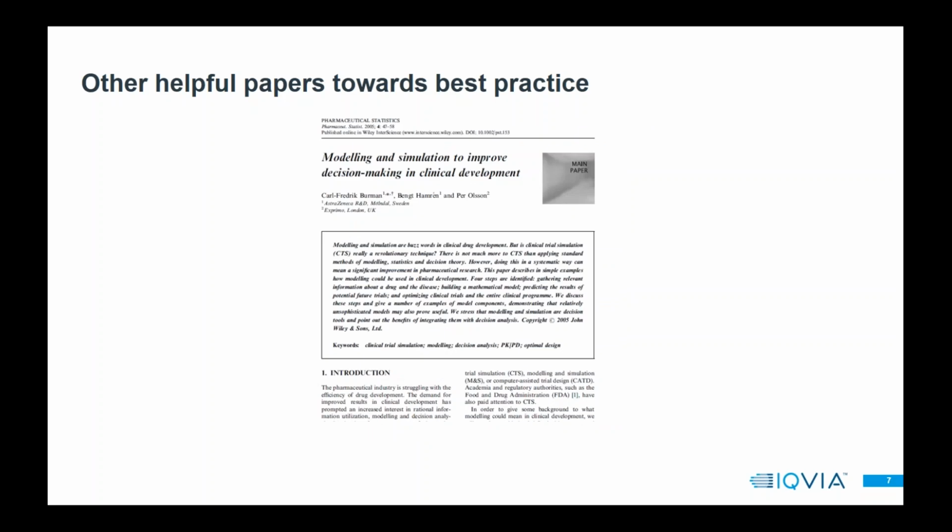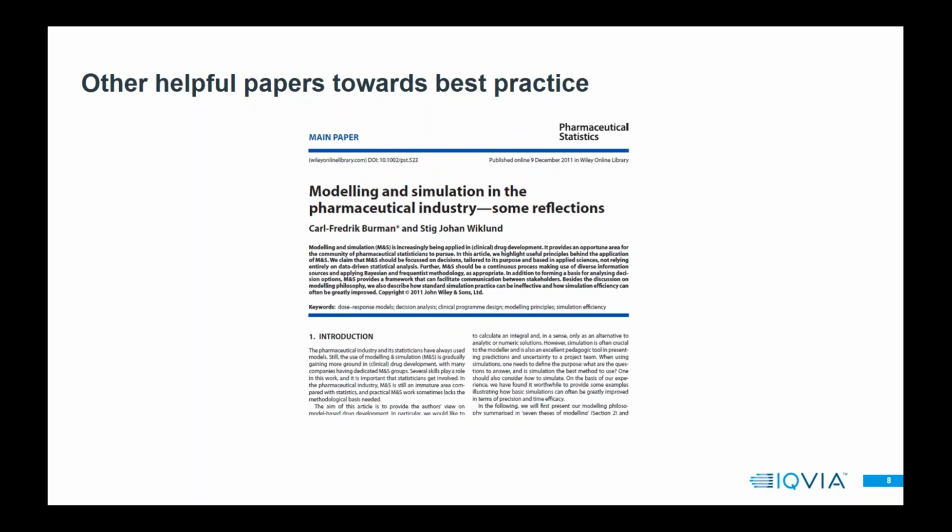And also Carl Fredrik Burman and colleagues, Carl Fredrik being the second speaker at this webinar, has published a number of papers. There are two of them, both in Pharmaceutical Statistics. That second one was produced as part of an initiative of the PSI Special Interest Group. I should be referring to EFSPI actually, because the Special Interest Group for Modeling and Simulation is a Europe-wide one, and it comes under the auspices of EFSPI. It's one of those special interest groups.